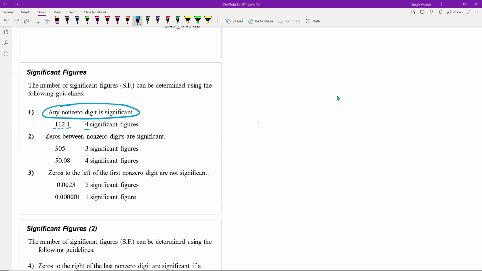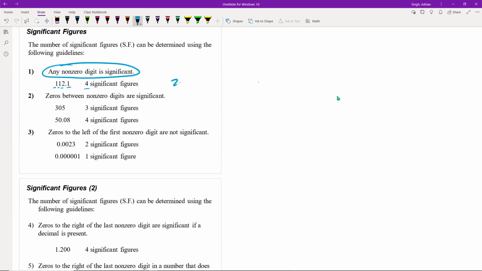The issues arise with zeros. Zeros is where people tend to get tripped up a little bit. So let's first of all take a look at zeros that are between non-zero digits. Those are always significant. These are sometimes called confined zeros or sandwiched zeros. They're confined between non-zero digits, or sandwiched between non-zero digits, and those are always significant.